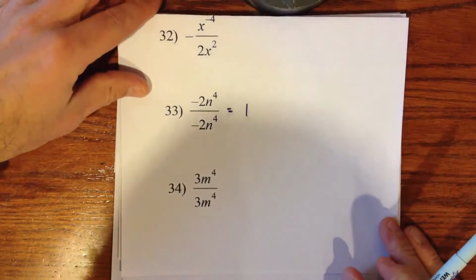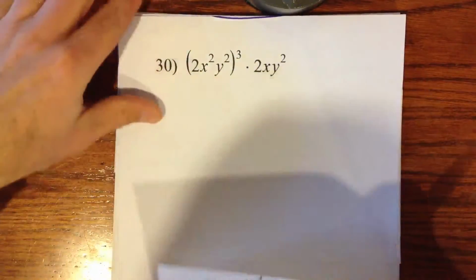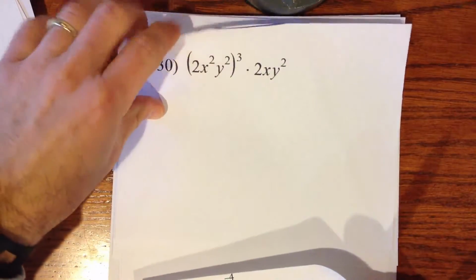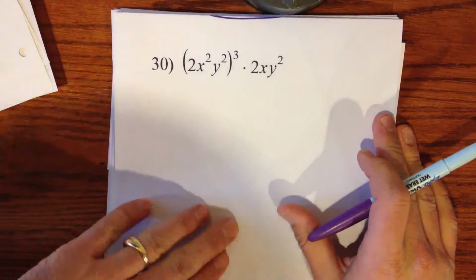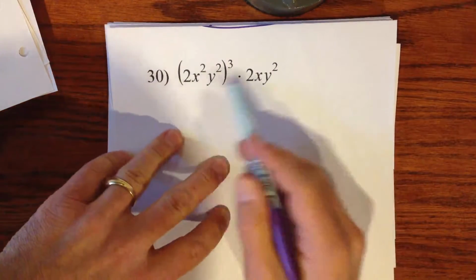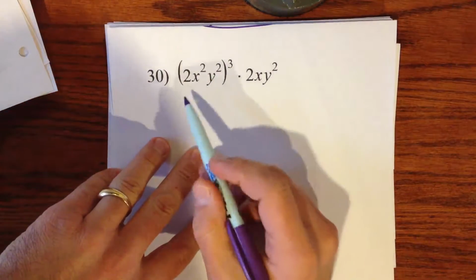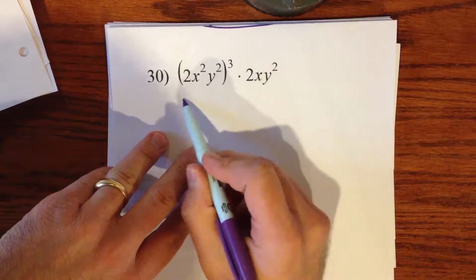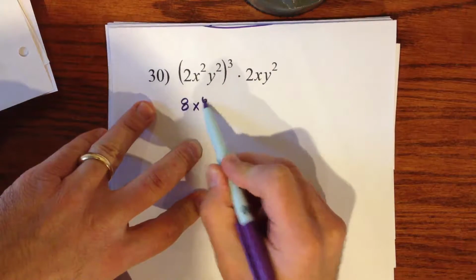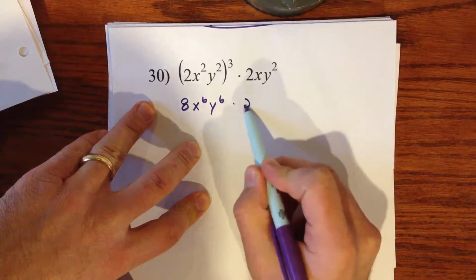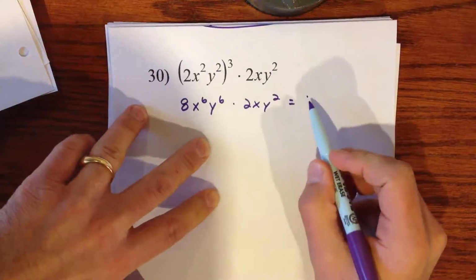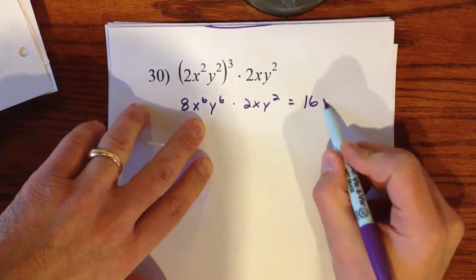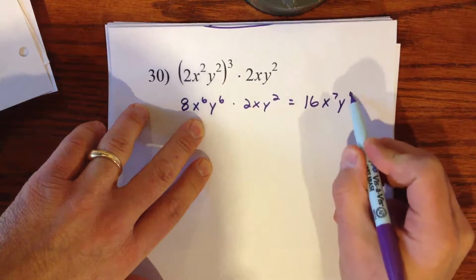Okay, we're all the way to, oh, I had these in order, not in order, my bad. Alright, 30. Looks like we have one more power of the power. So 2 to the 3rd, 8, x to the 6th, y to the 6th times 2xy to the squared. So 2 times 8 is 16, x to the 7th, y to the 8th.